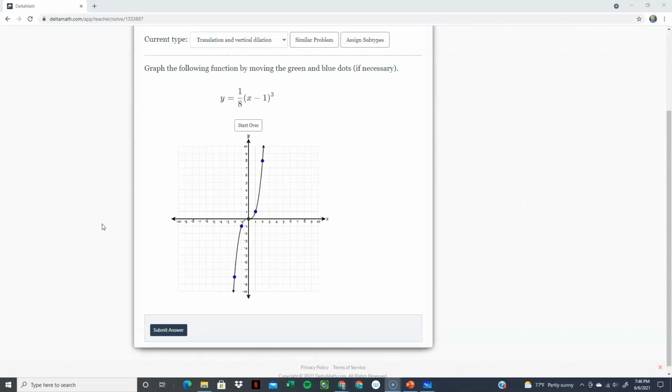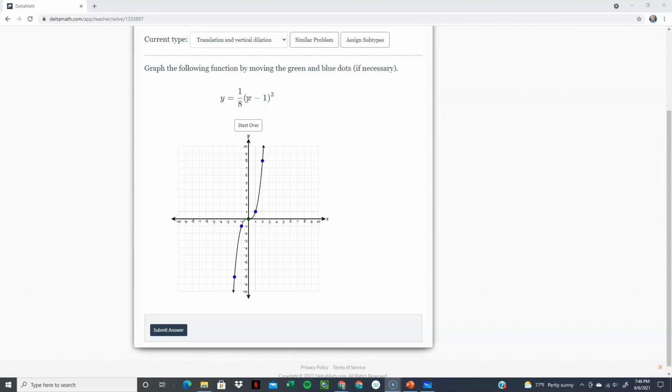So now let's look at this one. We have this 1/8 out in front. So that would be vertical compression because 1/8 is between 0 and 1 and it's outside of the function. So that's vertical compression. And then we are subtracting 1 inside the function. It's inside this cubed part. So that would be horizontal translation right 1 unit.